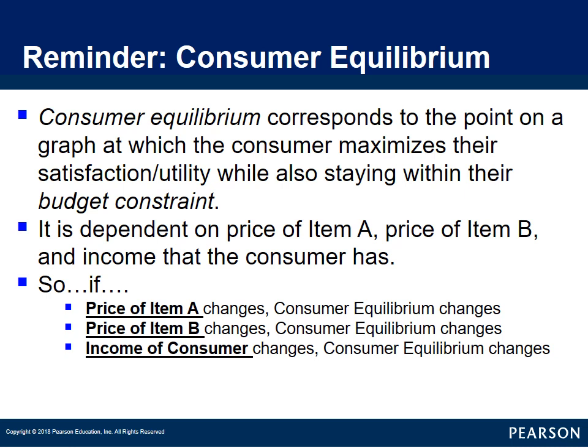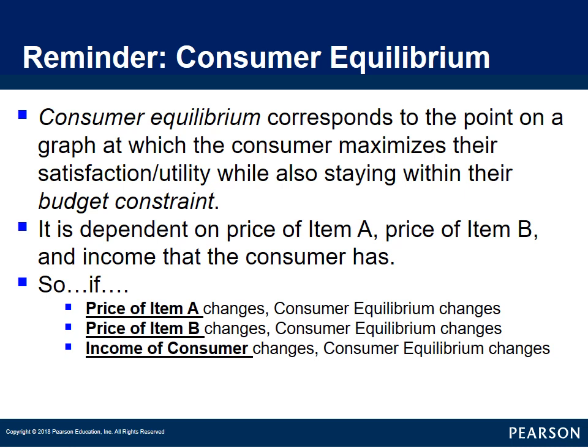Okay, we're going to jump out of algebra for a minute here, and we're going to jump back into graphing. So, reminder from a few slides ago, when we're talking about graphs, consumer equilibrium is going to correspond to the point on the graph at which the consumer maximizes their satisfaction while also staying within their budget constraint. So it is dependent on the price of item A, the price of item B, and the income that the consumer has. So if the price of item A changes, the consumer equilibrium will change.